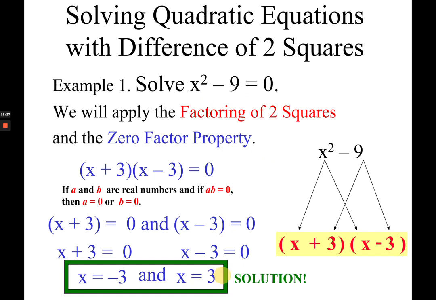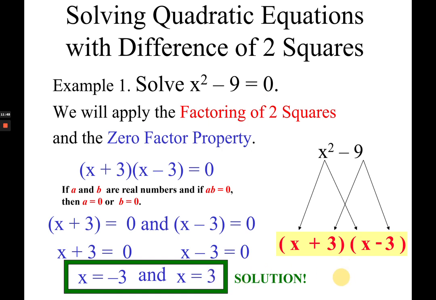Why are they solutions? If you substitute negative 3 here, negative 3 squared is 9. 9 minus 9 is equal to 0. If you have a positive 3, 3 squared is 9. 9 minus 9 is equal to 0. They are solutions because they make the equation true if you substitute them.